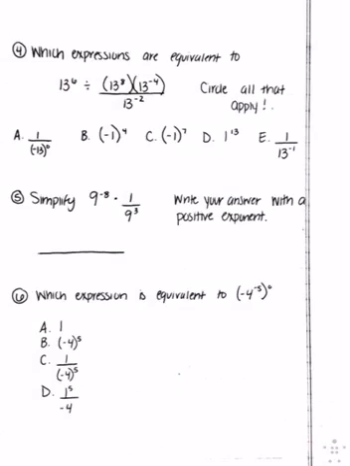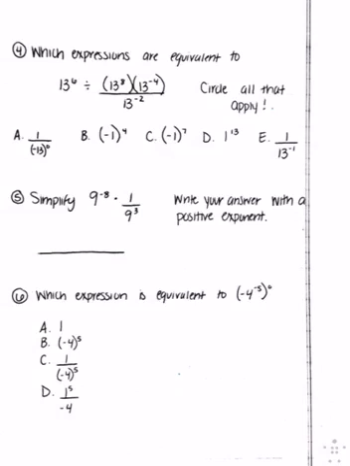Number 4, which expressions are equivalent to 13 to the 6th divided by 13 to the 8th times 13 to the negative 4th divided by 13 to the negative 2nd? Circle all that apply. So I'm going to go ahead and solve the equation in the problem, and then we'll look at all of our answer choices.